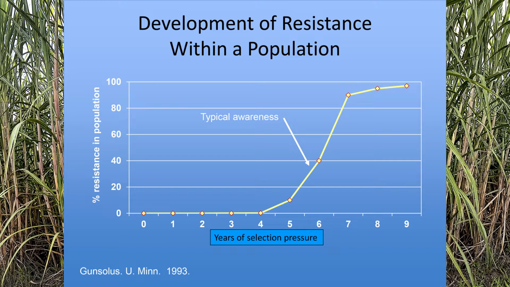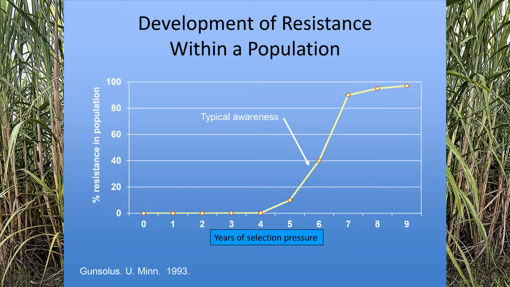So, development of resistance within a population. As I mentioned earlier, selection pressure from herbicides. On the x-axis, you have years of selection pressure. On the y-axis, you have percent resistance in the population. As you can see, around 4 years, it starts to increase. Typical awareness of growers is generally around that 40%.